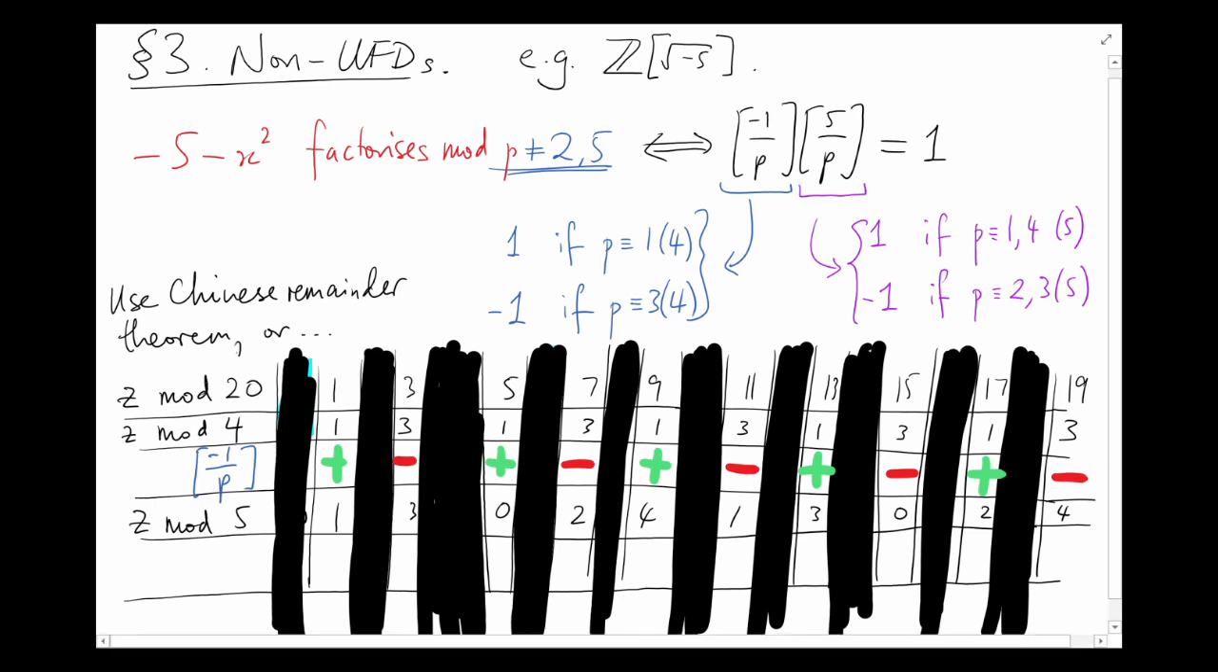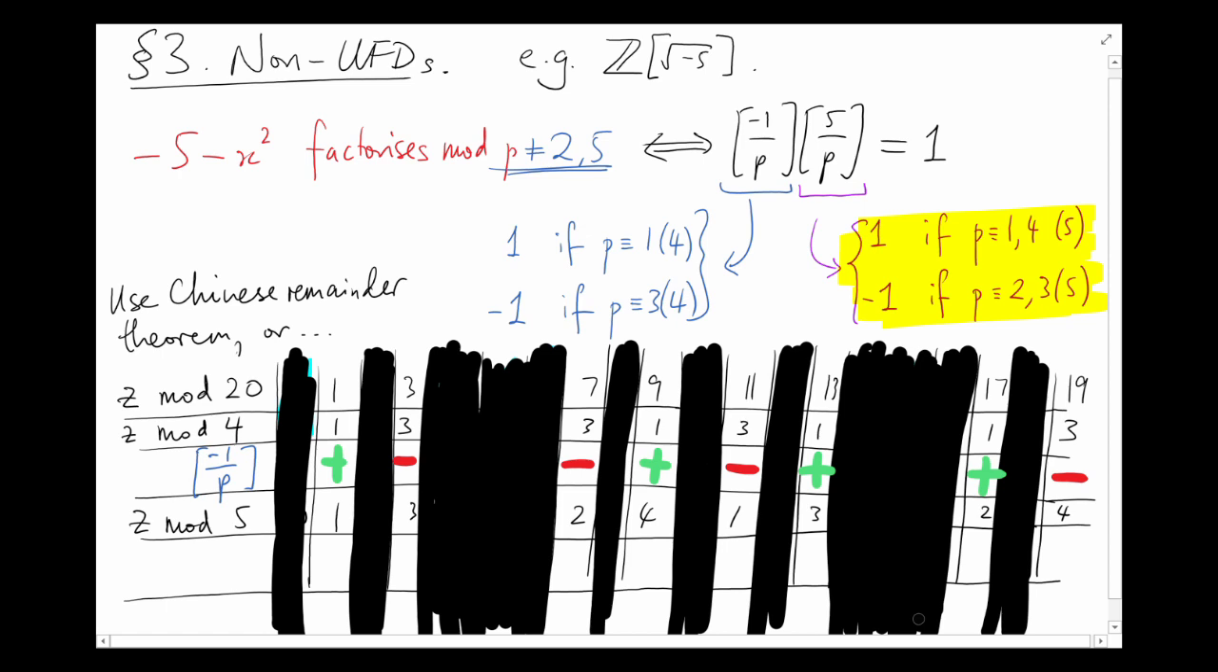Okay, let's do the same for 5 over p. We're only interested in the cases when p is 1, 2, 3, or 4 mod 5, so not 0 mod 5. Let's get rid of those columns. And the value of 5 over p is plus 1 if p is 1 or 4 mod 5, and minus 1 if p is 2 or 3 mod 5.